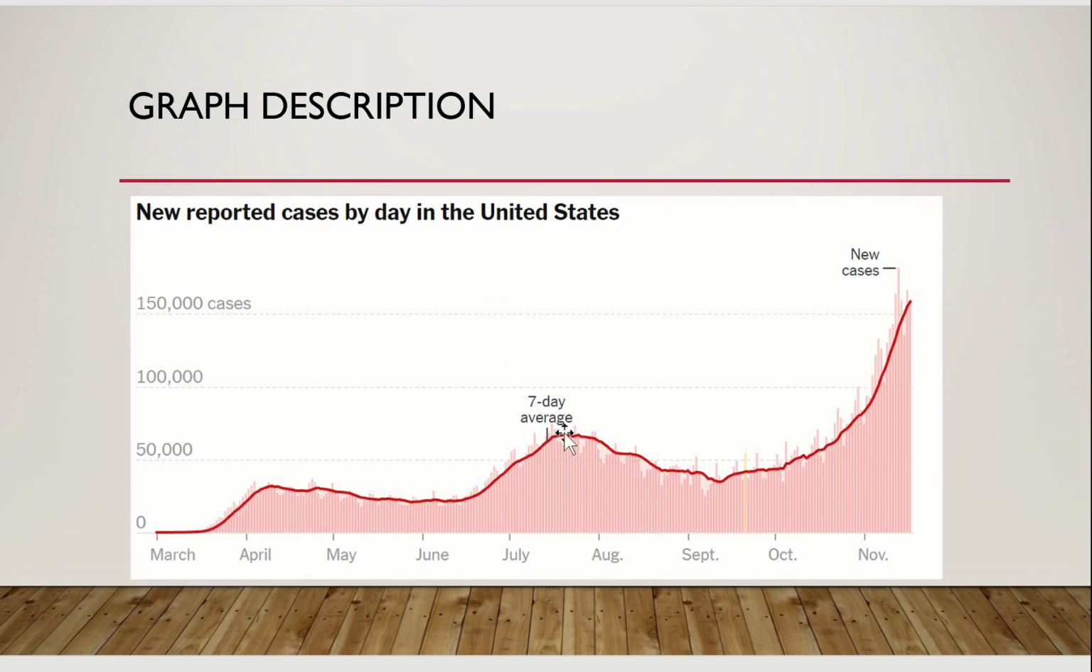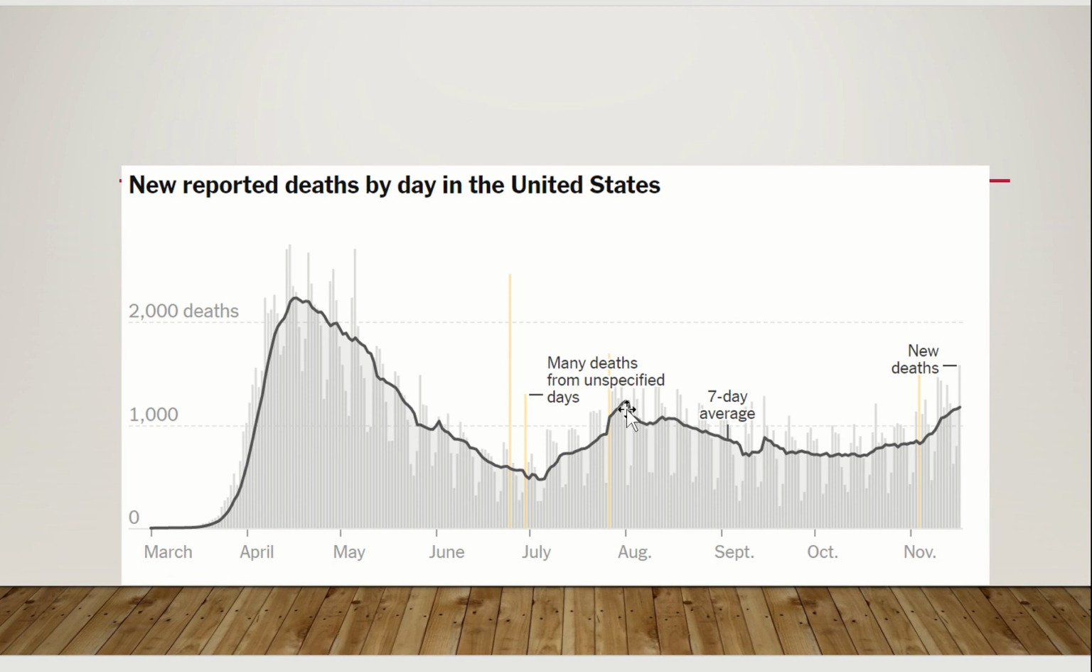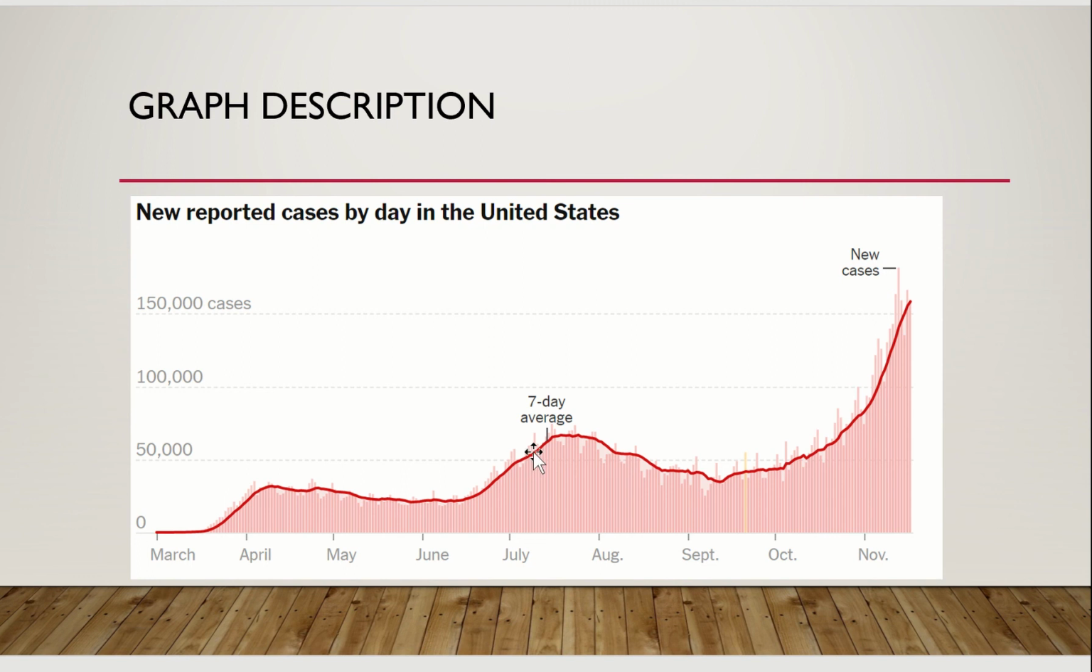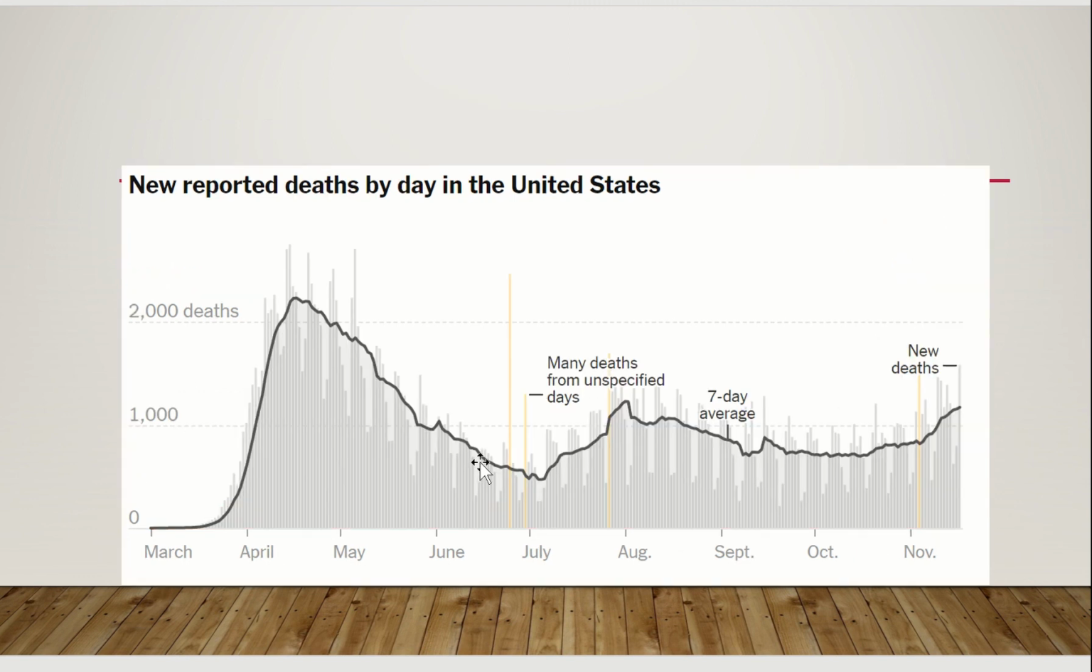Then another peak around mid-July in cases, then the deaths followed late July, early August. As you can see, there's a pattern, right? Whenever there's a peak in cases, the graph shows us, about 2 or 3 weeks later, there's a peak in deaths.